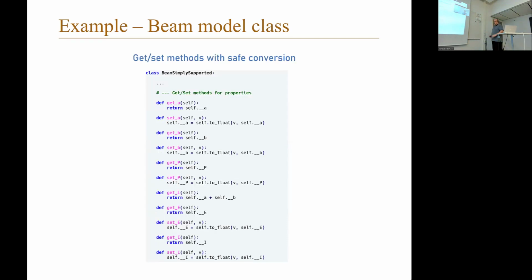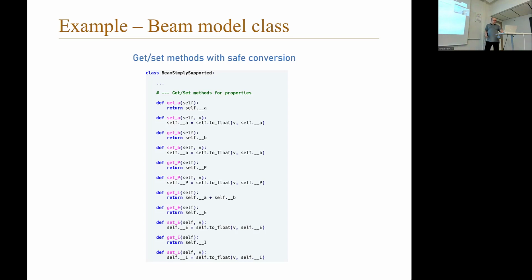Then I create some get set methods here. Returning A is no problem, so I can just return it. Then every time I try to set the value here, I call this self toFloat method. So then actually you can take any value here. It can be string, it can be Boolean, anything. It will only assign here if this conversion is correct. Get B, set B, and so on.